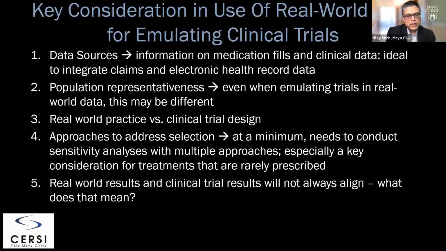And then finally, the real world results and clinical trial results will not always align. And I think Sebastian addressed that really well in the first presentation, but I think we'll have to think about on a case-by-case basis, what does that mean? And how do we better understand that and learn from that when those results don't align? In some cases, it may be okay. In other cases, it may be a fundamental issue.